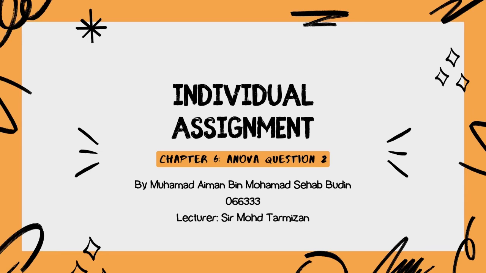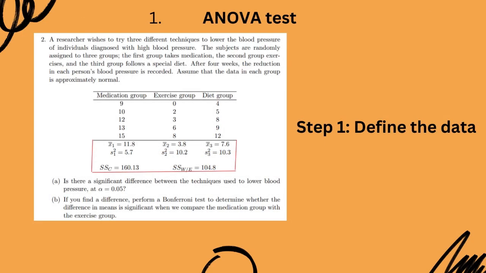Today I will be presenting the individual assignment for chapter 6, and I chose question number 2. Finding the data: we have three groups, the medication group, the exercise group, and the diet group. Each group consists of individuals who follow one of these techniques for 4 weeks, and we recorded the reduction in their blood pressure. Next, we perform an ANOVA test to determine if there is any statistically significant difference between the groups. The mean and the variance for the three groups were given.